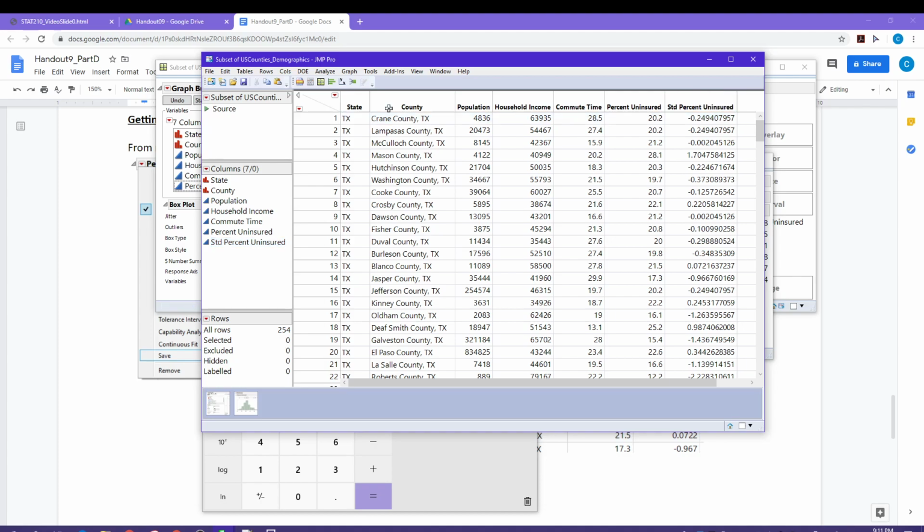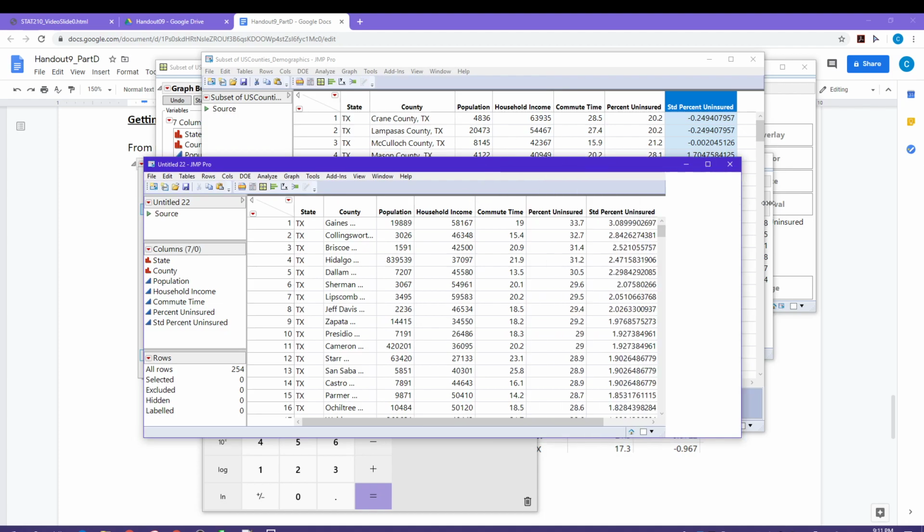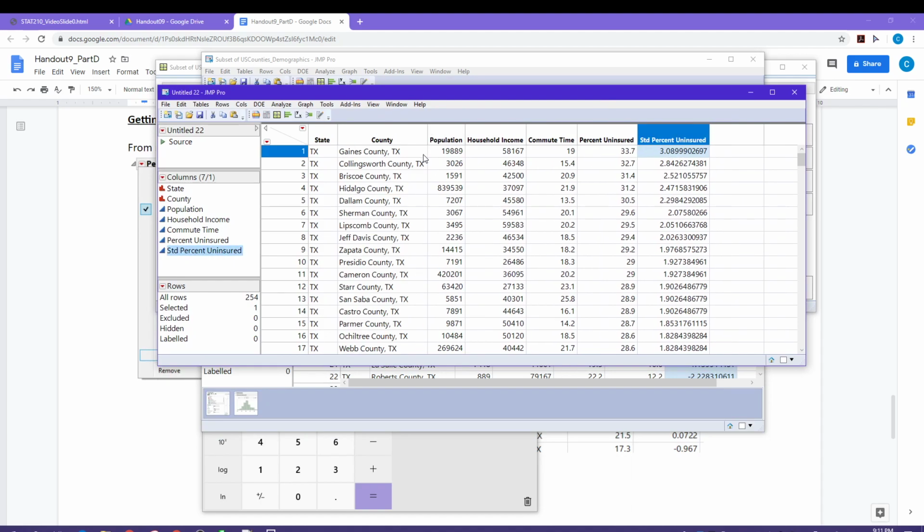I'm next going to sort these by these standardized values. So, table, sort by those standardized values. I get a new table here. Anything above 3 is definitely going to be an outlier. And as we saw earlier in the handout, or in Part C, Gaines County, Texas was an outlier. In fact, all of these are going to be outliers here. If we go all the way down to 2, it's going to identify those 8 as being outliers.